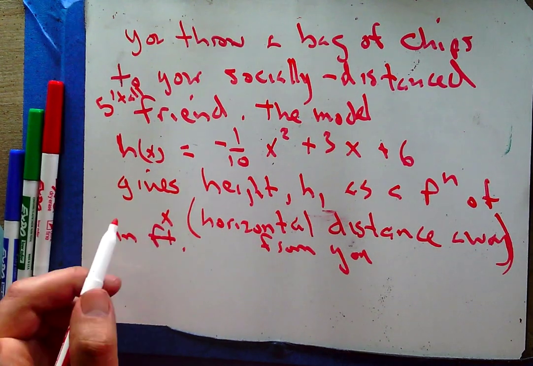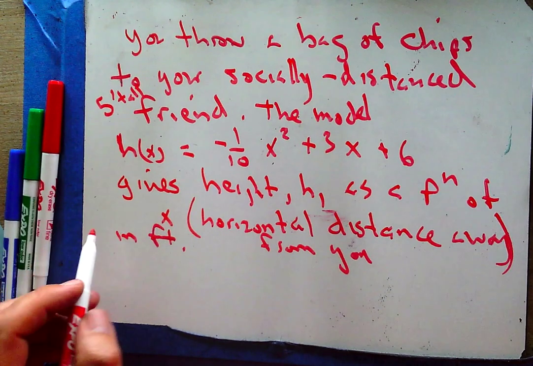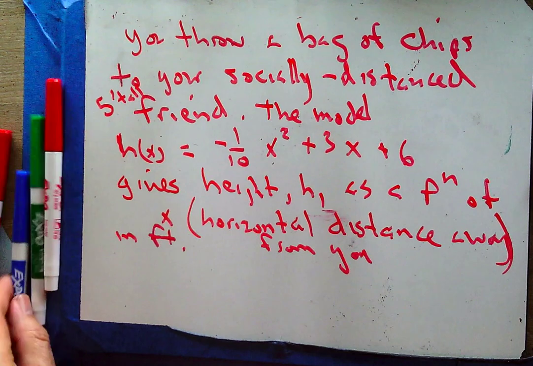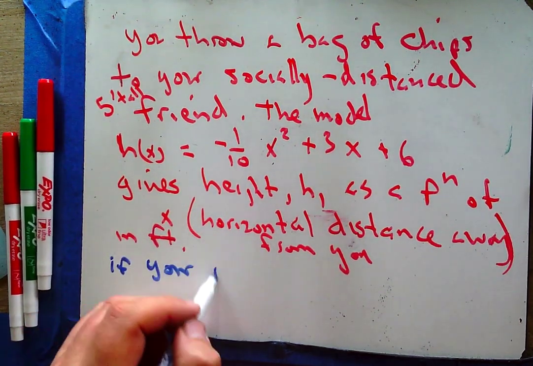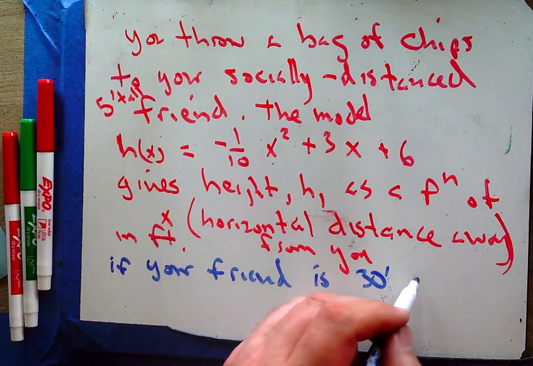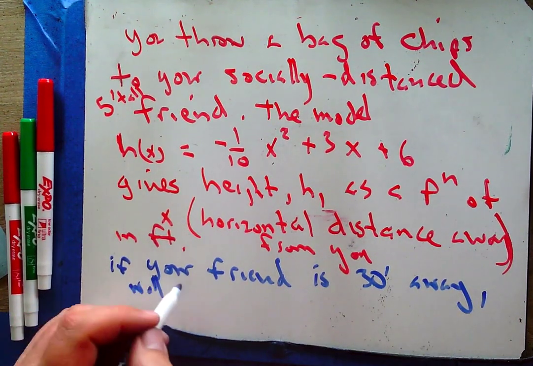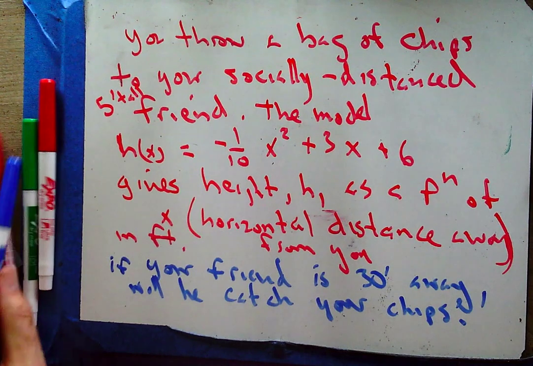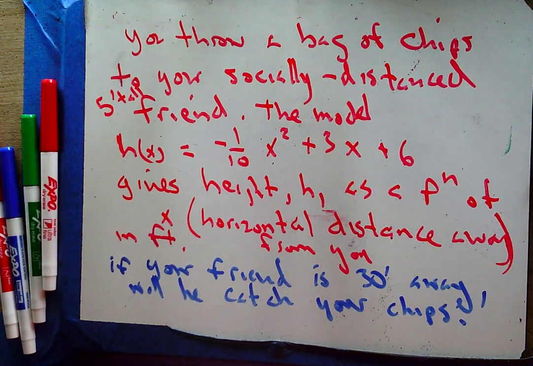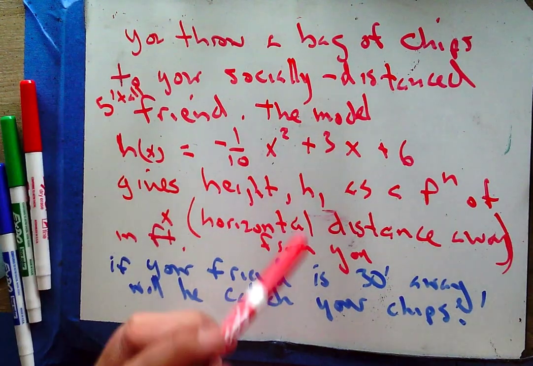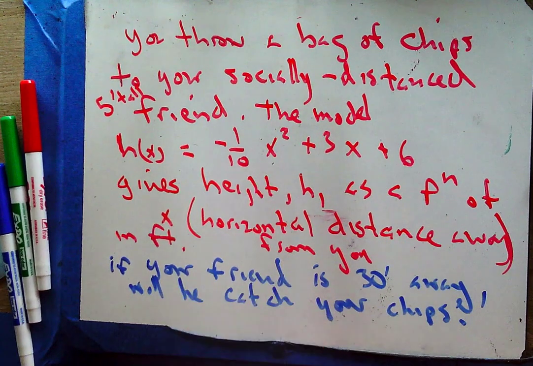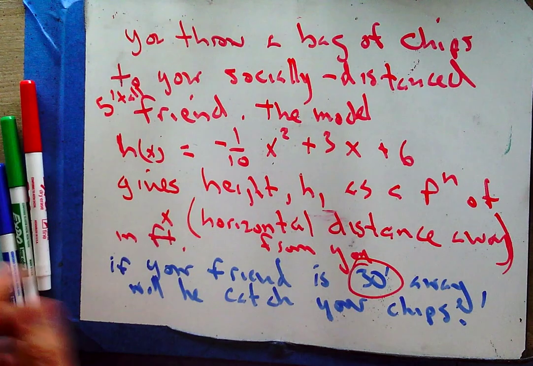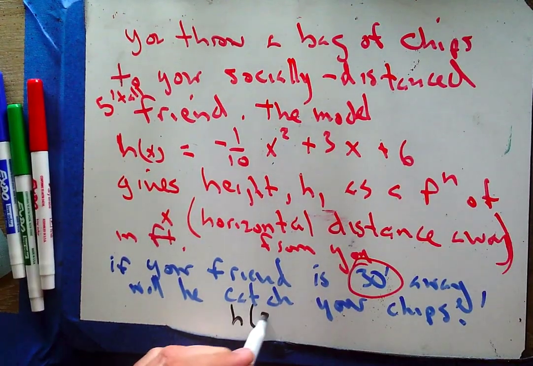Okay, so here's our question. Actually, I have a couple of questions here. Here's our question. If your friend is 30 feet away, will he catch your chips? Okay, so how can I do that? Well, I think on one hand, I can try and figure out when my friend is 30 feet away, what will the height be? You know, if this is height as a function of how far away he is, and 30 feet away, I think I'm supposed to find, in this problem, h of 30.